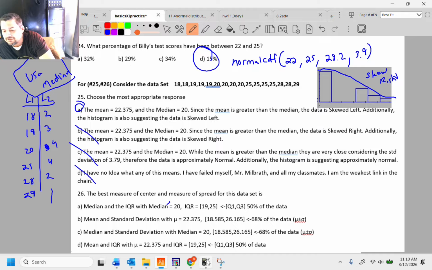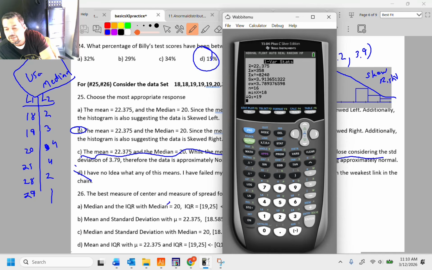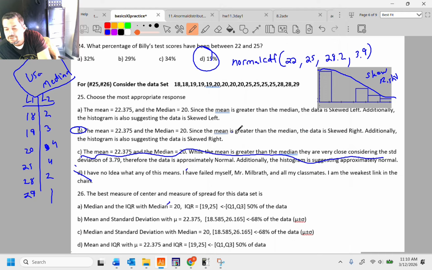Since the mean is greater than the median, let's check that. Well, actually, I may have gotten a little happy there. I know it's not D. The histogram is suggesting approximately normal. It is not suggesting normal. The histogram is suggesting skewed right. So the mean is 22.375. Is that what I got? 22.375. The median is 20. Also got that. And the mean is greater than the median. Therefore, the data is skewed right because the mean is somewhere over here. Additionally, the histogram is suggesting it's skewed right.